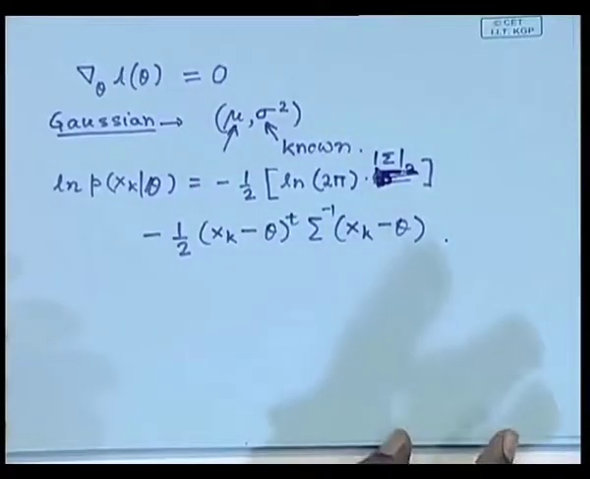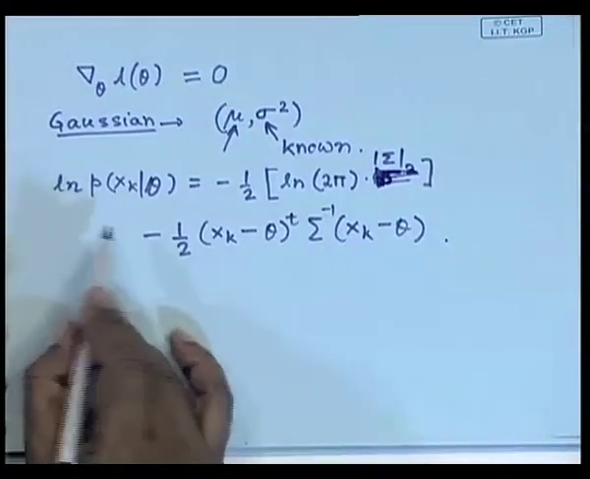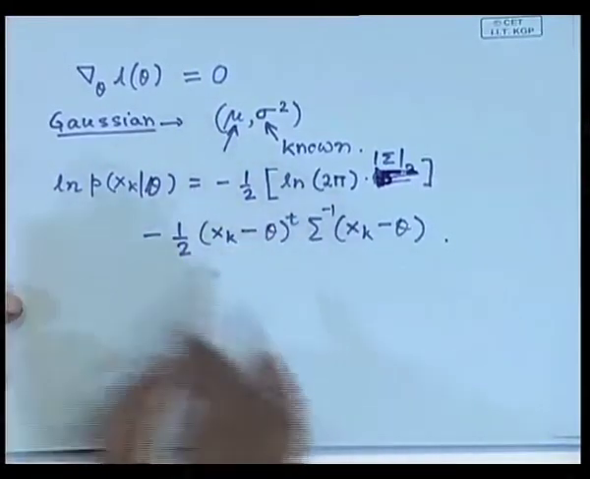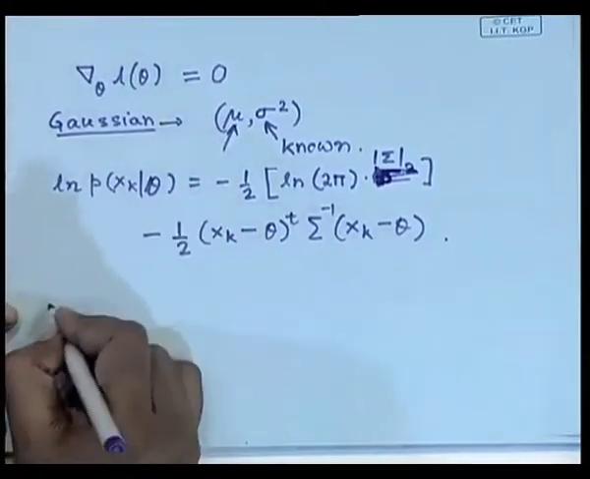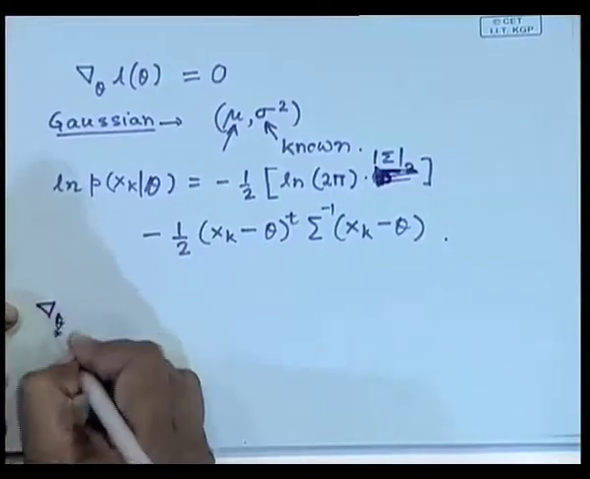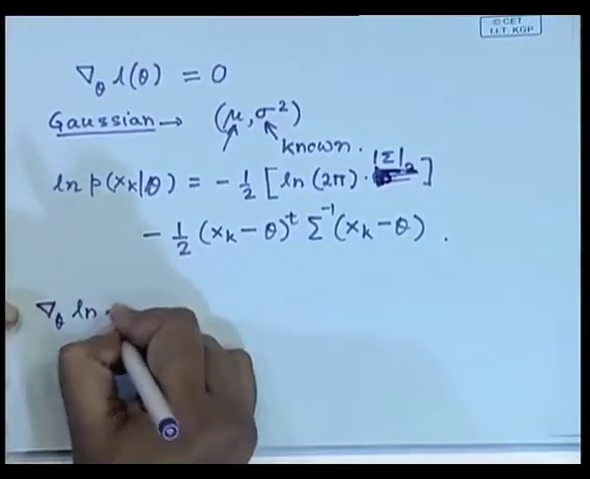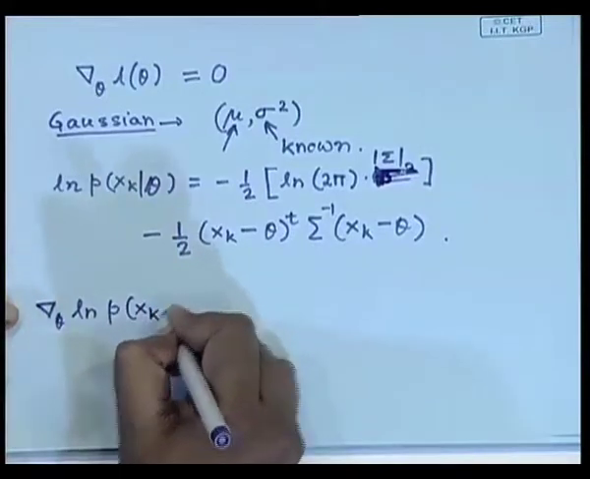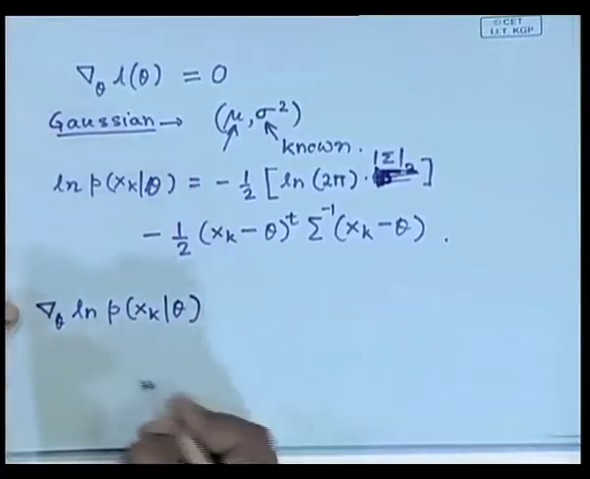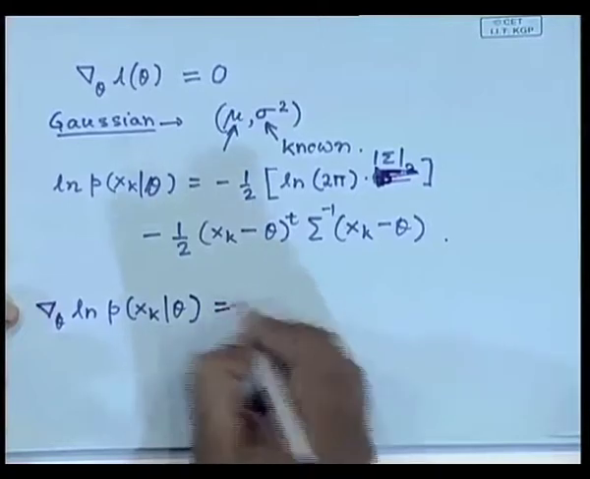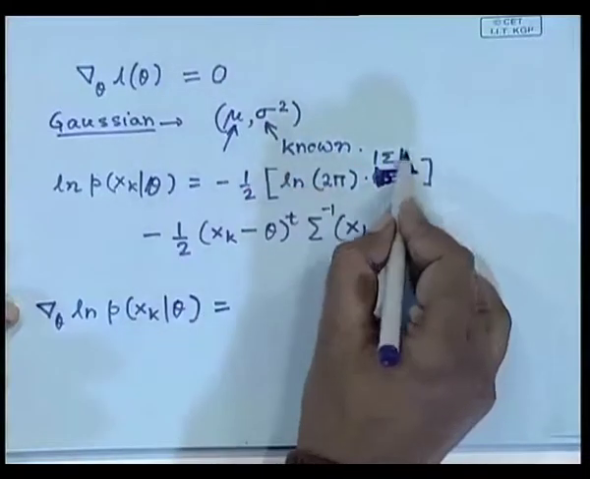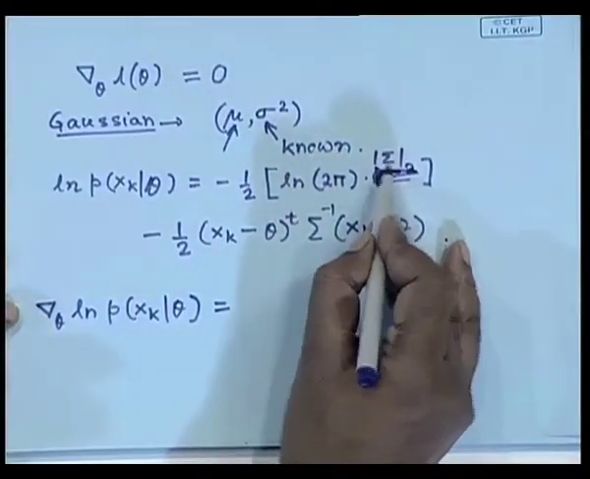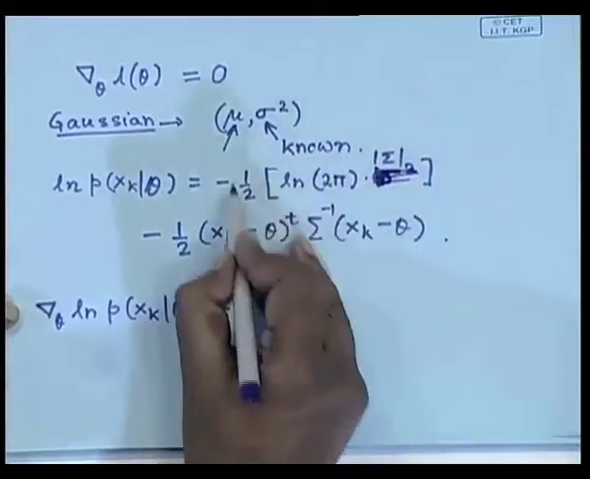So, this is my logarithm of the probability density function. What I want to do is differentiate this with respect to theta, and in our case theta is equal to mu. So, if I take the derivative of ln p(x_k given theta), you find that this term is constant and our variance sigma square is known, so this term is also known. So if I differentiate, this term will be equal to 0.